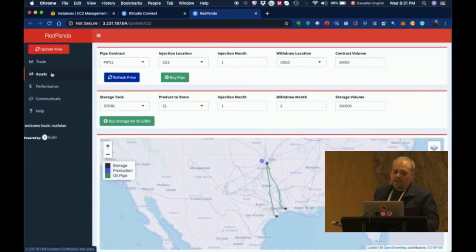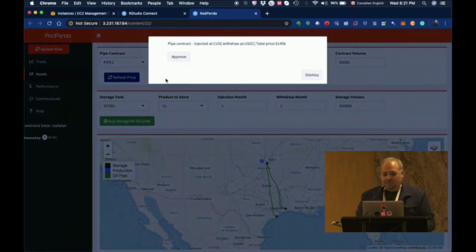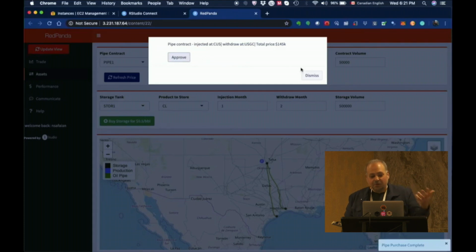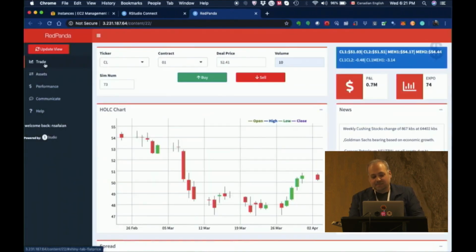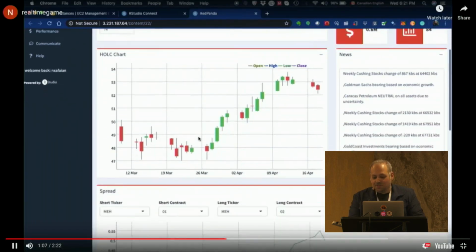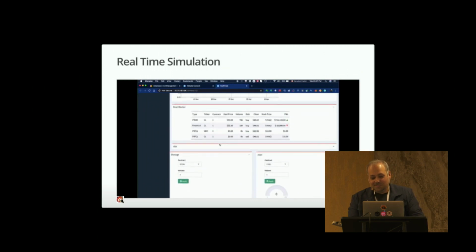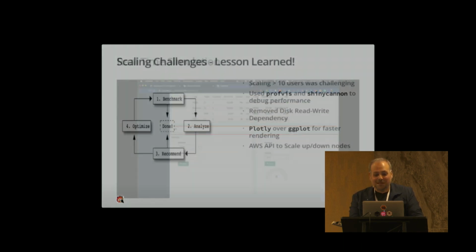In this case, you can go and buy an asset. Here you're bidding on a pipeline. It gives you a quote based off of where the market is trading. You approve it, and now you have the asset that you can trade, so you can put a position against it. Given that I'm running short on time, I'm not going to go through this in detail, but I'm going to give you a real demo if you want to talk to me afterwards.